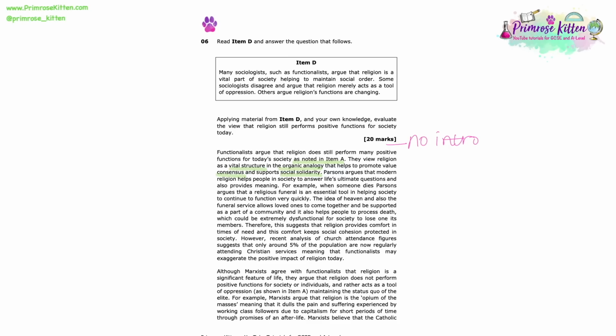Parsons argues that modern religion helps people in society to answer life's ultimate questions and also provides meaning. For example, when someone dies, Parsons argues that a religious funeral is an essential tool in helping society to continue to function very quickly. The idea of heaven and also the funeral service allows loved ones to come together and be supportive as part of the community. And it also helps people to process death, which could be extremely dysfunctional for society to lose one of its members. Therefore, this suggests that religion provides comfort in times of need, and this comfort keeps social cohesion protected in society.